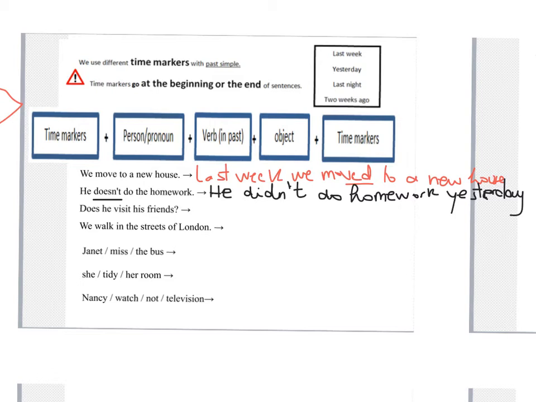Okay, here it says yesterday, although it doesn't seem like that, but well. Does he visit his friends? This is in present, so it would be did he visit his friends last week? Don't forget the question mark at the end.